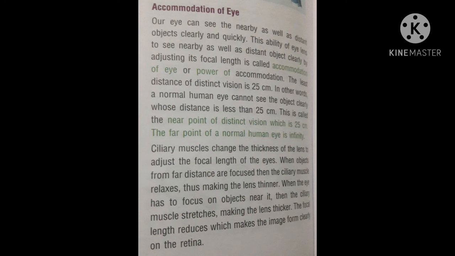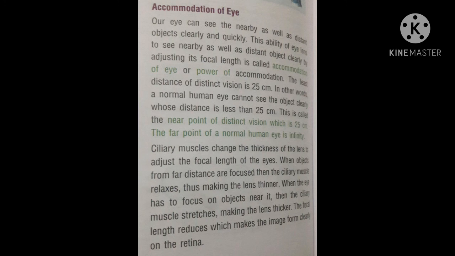Accommodation of eye. Our eye can see nearby as well as distant objects clearly and quickly. This ability of the eye lens to see nearby as well as distant objects clearly by adjusting its focal length is called accommodation of the eye, or we can say power of accommodation.